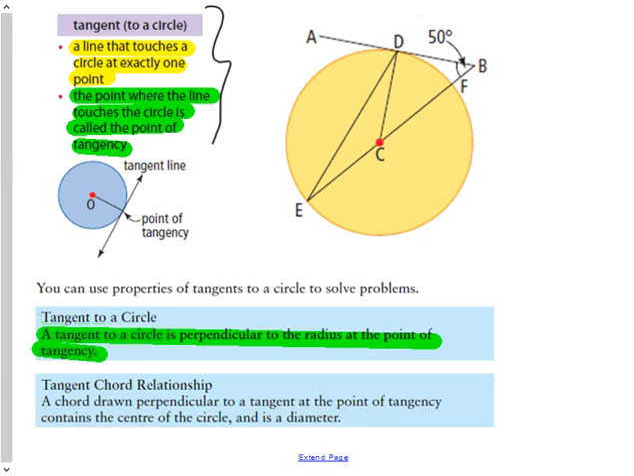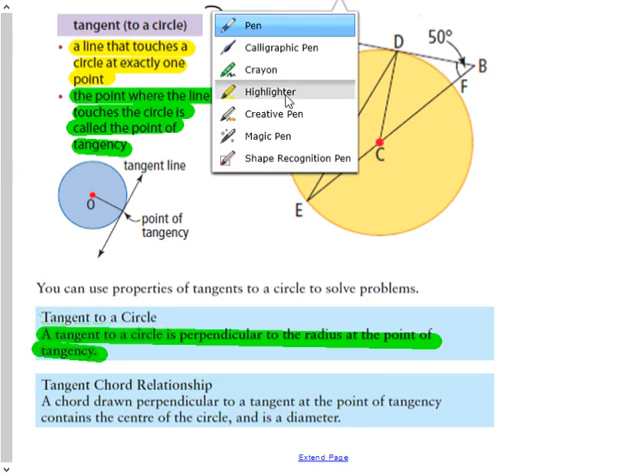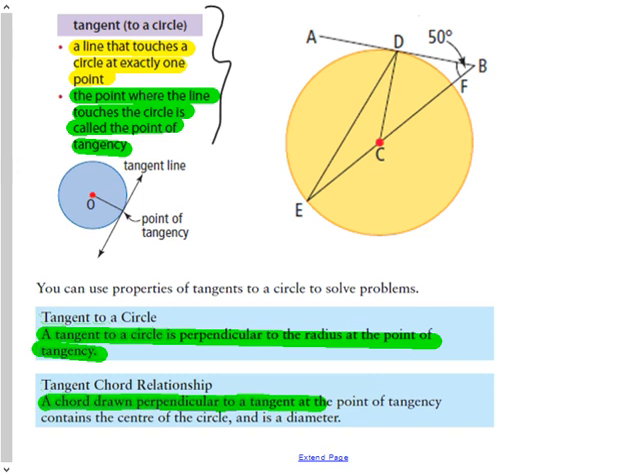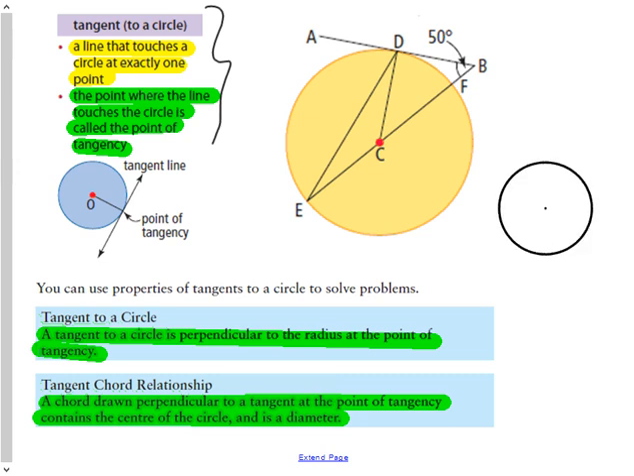And the second thing you have to know is that a chord drawn perpendicular to the tangent at the point of tangency contains the center of the circle and is the diameter. Let me explain that by first drawing a circle. If I draw a circle here, and I draw a line, and I move it so that it touches at one point, I'll put a red dot here for that point. We're going to pretend it touches right there.